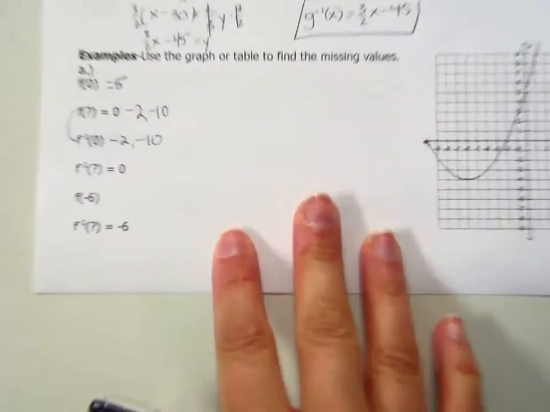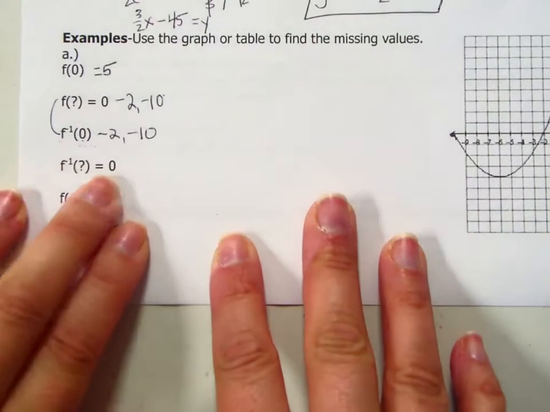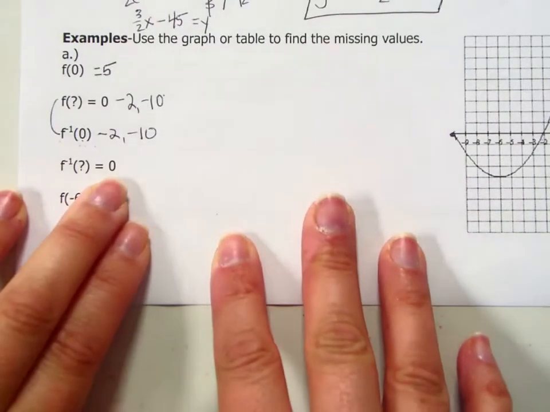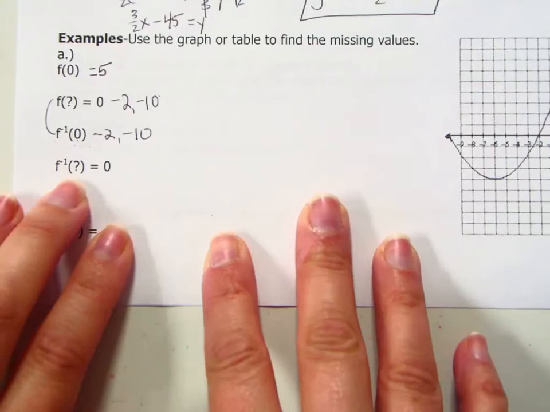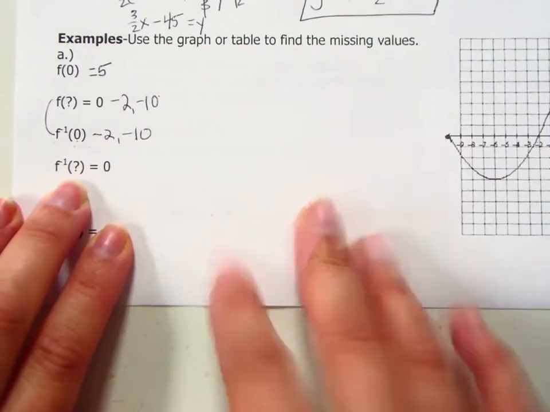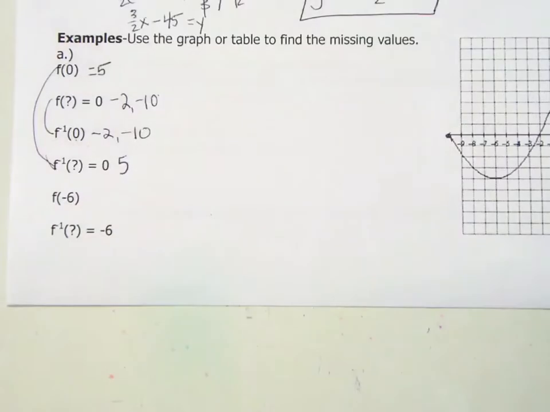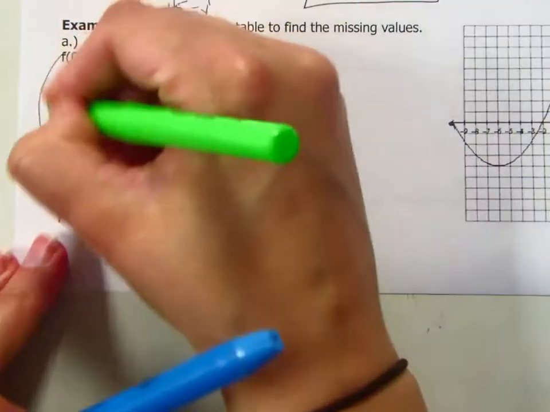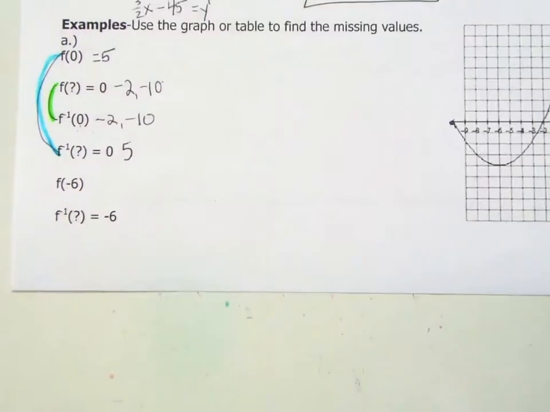So what about this one? Inverse of what equals 0? So what is this really saying for the function? Amber? It's basically saying, what's your output when your input is 0? Exactly. What's the output when the input is 0? And what is that? 5. 5. So these two are kind of saying the same thing, and then the first and the fourth are kind of saying the same thing.